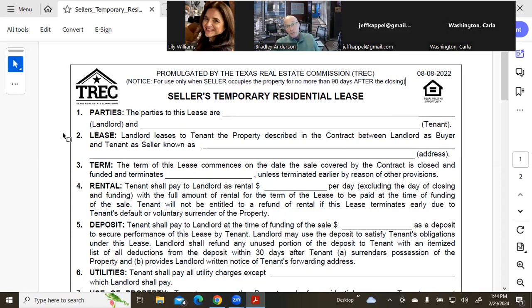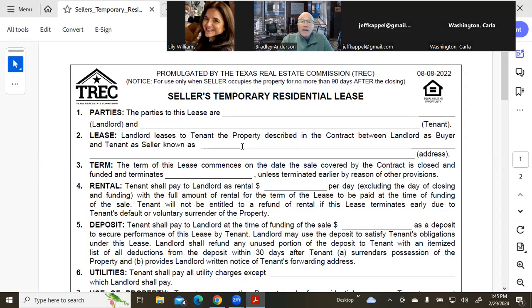However, if you have to do this, now, funny enough, there's also a buyer's temporary residential lease, which I think is even sillier. That means the seller is going to allow the buyer to rent their own property between a point in time and the time that they close. What could go wrong? But today we're just going to talk about the seller's temporary residential lease. So parties to the transaction are going to be here.